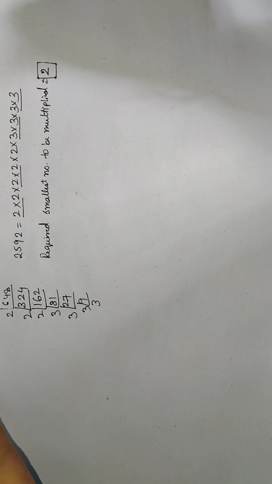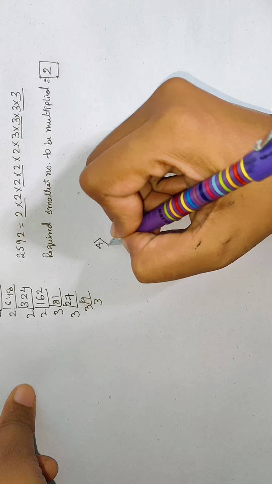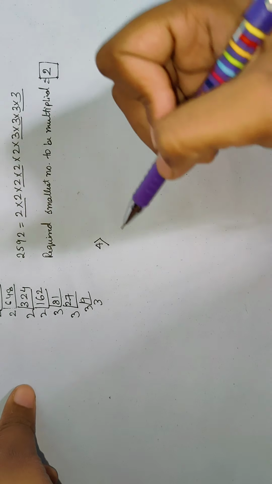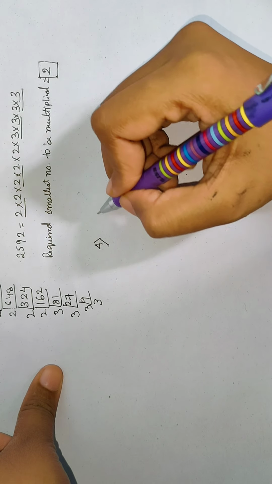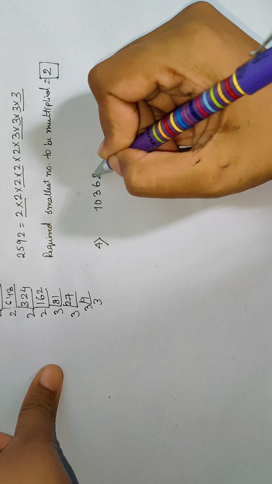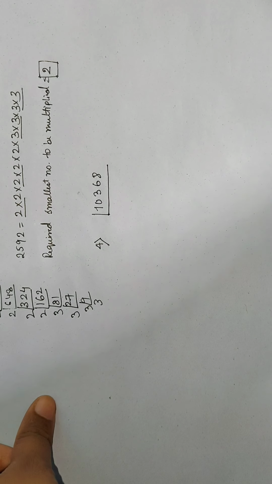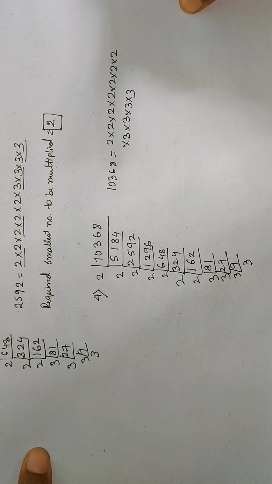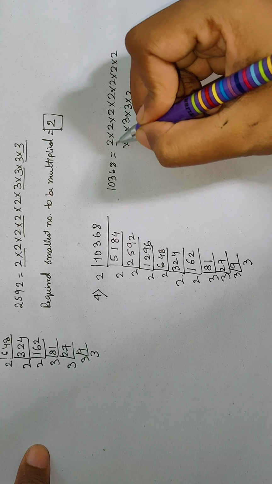Next is number 4. Number 4, the question is a little bit different. In number 3 it was said that you have to find the smallest number to be multiplied. In number 4 it is said that you have to find the smallest number to be divided. So the number is 10368. We will find out the prime factors of this number. So let's start finding it out. So we have already found the prime factors of this number, that is 10368. So let us make the pairs.